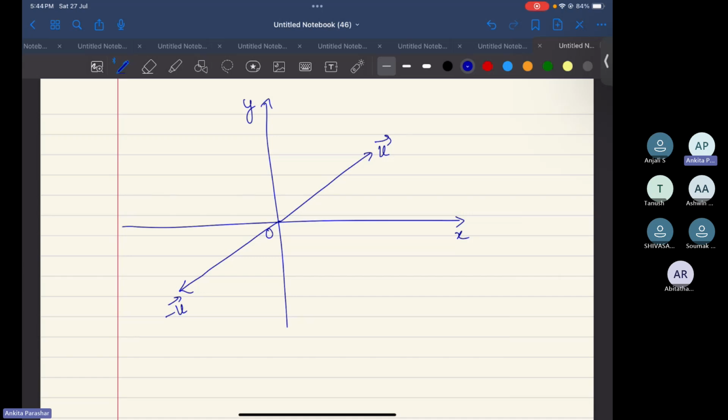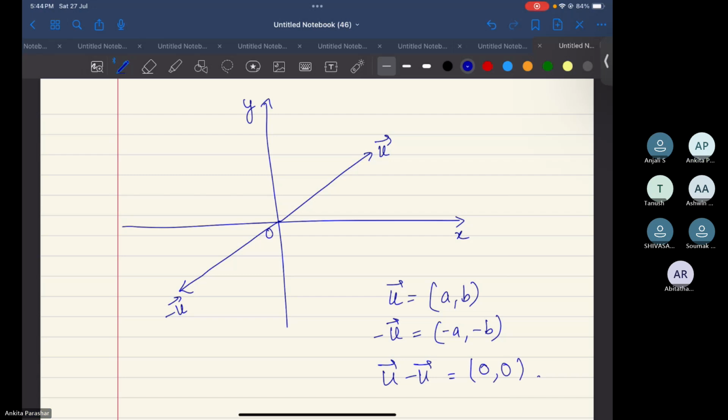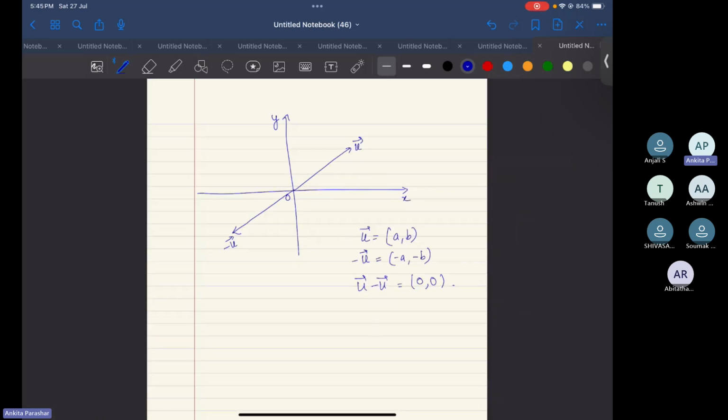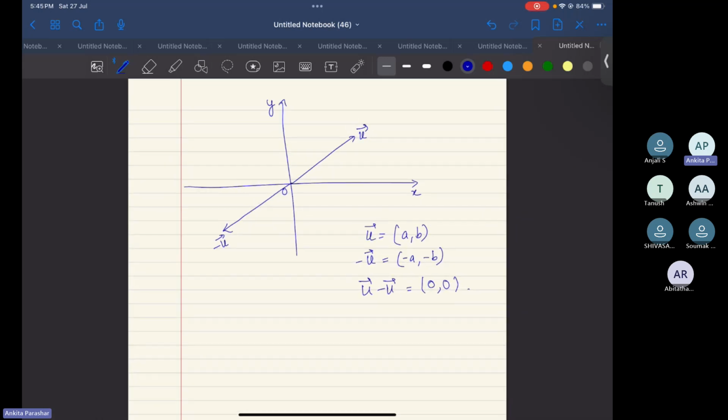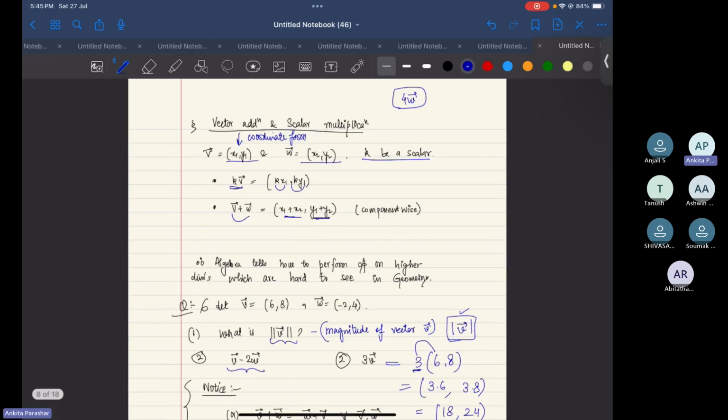Of course, if you write it in component form, suppose this is vector u, then clearly your vector minus u is just minus a, minus b. If you sum up these two, you will get 0, 0. But can you say it geometrically? Alright, so this is a small homework. Let's discuss this in the next tutorial. So think about it, okay?